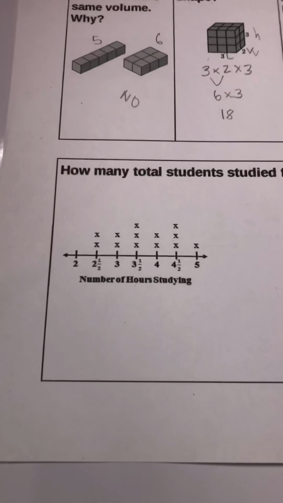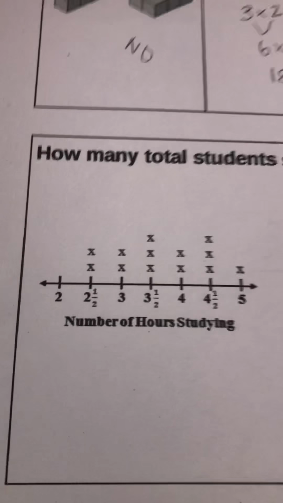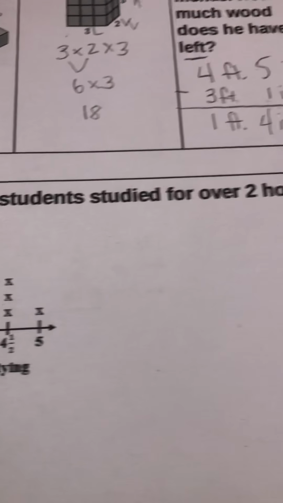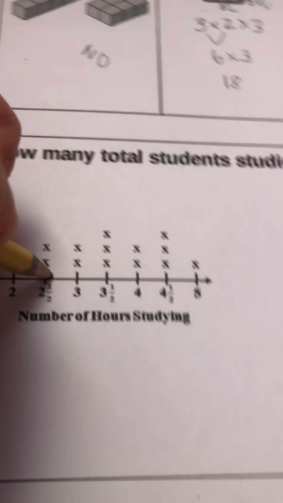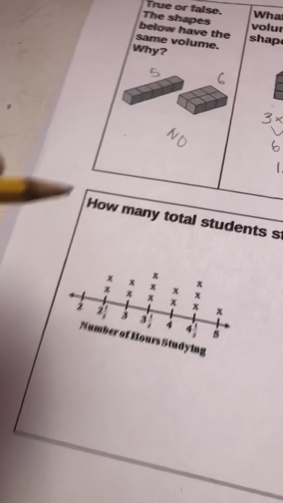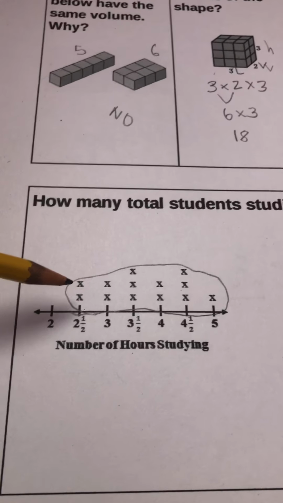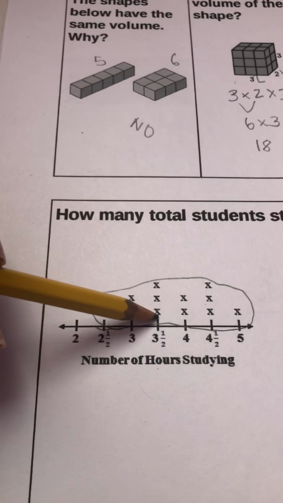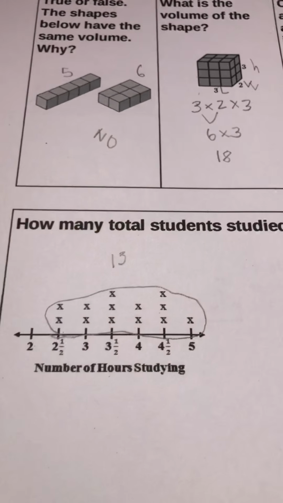All right, last question. How many total students studied for over 2 hours? And we have a line plot. This is nothing new for us. So it said, how many total students studied for over 2 hours? Well, here's 2 hours, and everyone else is over 2 hours. And it's asking for students. People are considered the x's, so I'm going to count the x's. 1, 2, 3, 4, 5, 6, 7, 8, 9, 10, 11, 12, 13. 13 total students.